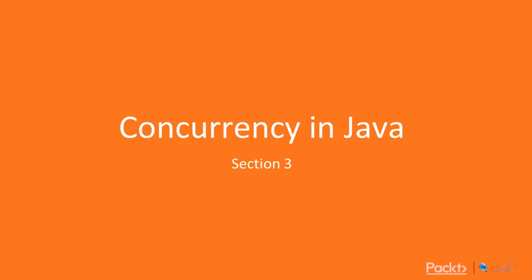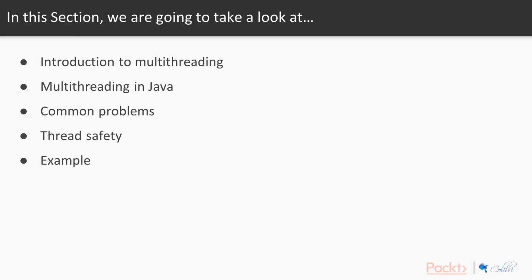Welcome back and welcome to section 3, concurrency in Java. So let's take a look at what we're going to learn in this section. Firstly, we're going to begin with an introduction to multithreading, why we need it and how we can achieve it. Next, the specifics of multithreading in Java, with a particular focus on the executor service.